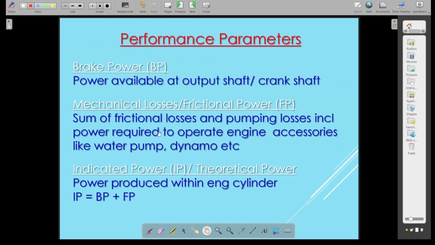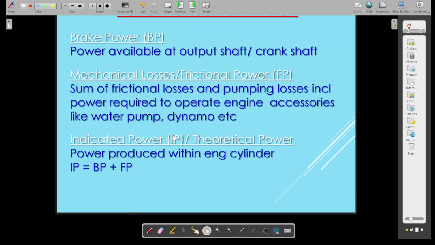Then there are various losses, frictional losses and pumping losses. These friction losses and pumping losses are called frictional power. Then what is the indicated power, IP? It is a theoretical power, the power produced inside the cylinder, called indicated power. The very first formula you should note here is that indicated power is equal to brake power plus frictional power.